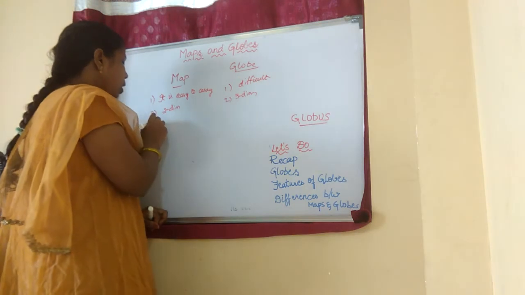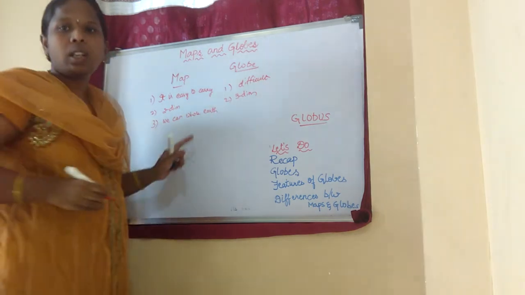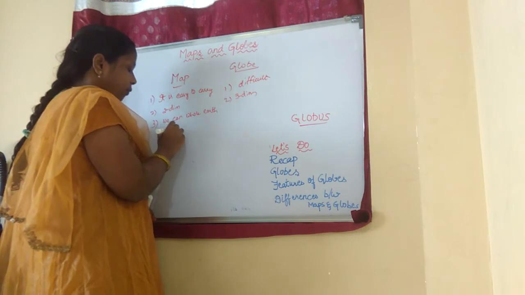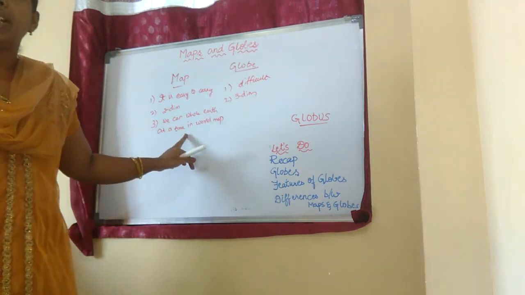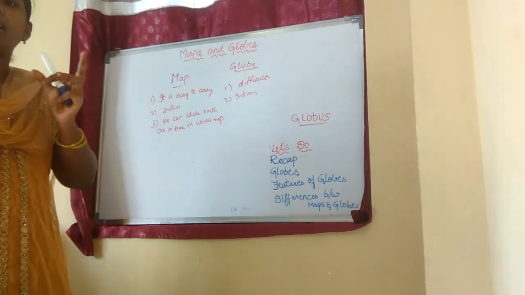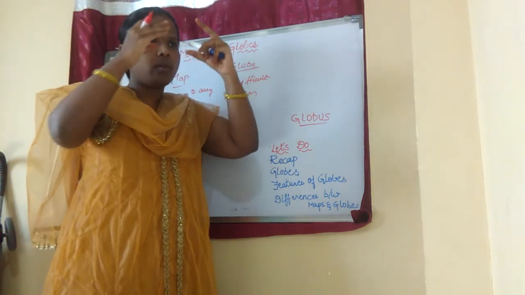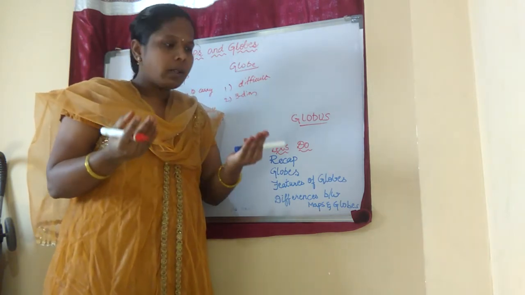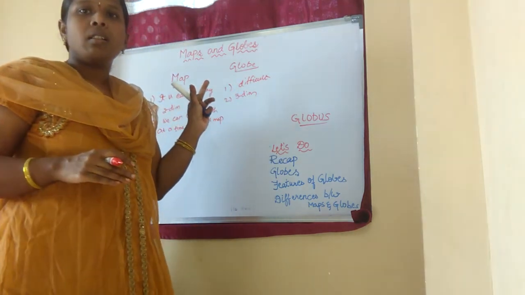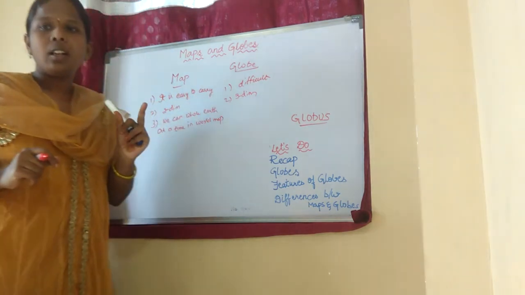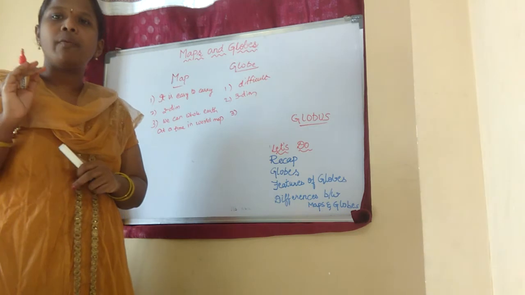So in a map we can see the whole earth at a time. A globe shows only a part of the earth at a time. We have to roll it, we have to spin it, then we will see only one part of the area. If it is a flat surface, a map, we can see all the area which is covered. But if it is a globe, we can't see all the earth. We can see only particular areas. A globe shows only one part of the earth.